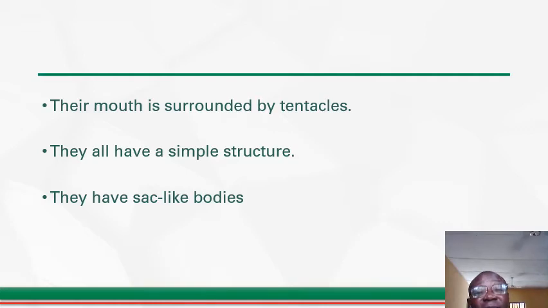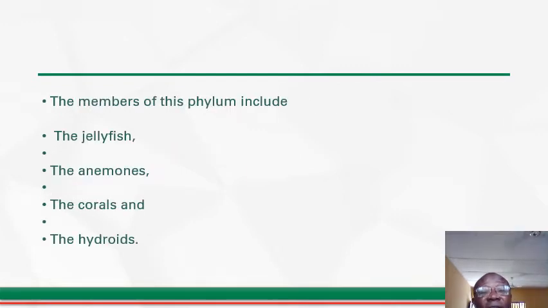They have their mouth surrounded by what we call tentacles, and what the tentacles are all about in the marine habitat is to direct food particles into the mouth. So that is the function of the tentacles that surround the mouth of the members of the Cnidaria. The members also have simple structures, and their bodies look like sacs. So they have sac-like bodies. The members of the phylum include the jellyfish, the anemones, the corals, and the hydroids. These are the typical members of the phylum Cnidaria.